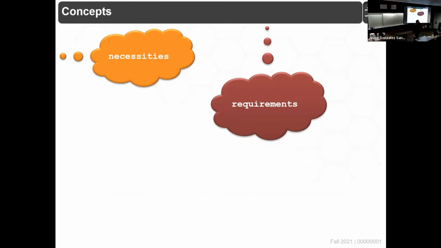It is not the responsibility of the customer to give you requirements. The only responsibility of the customer is giving you ideas, necessities, wishes, whatever. It is your work to translate, to move those ideas from the customer, necessities, wishes, or whatever name you want to use, to something that is going to be a requirement.